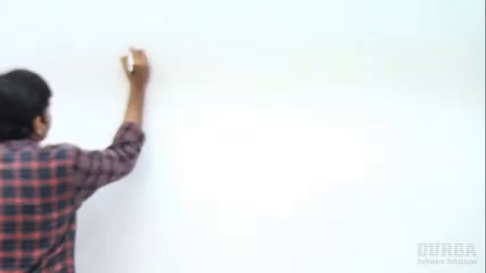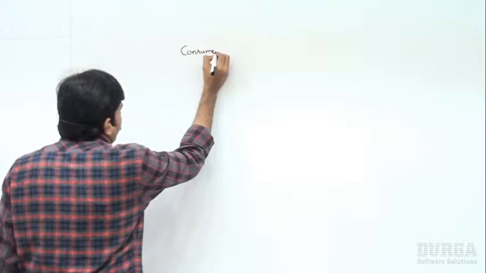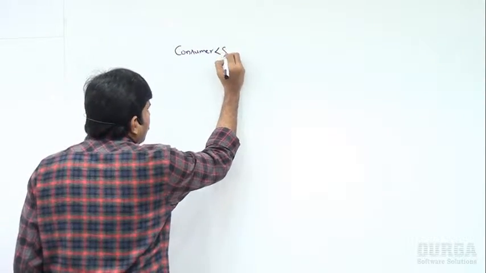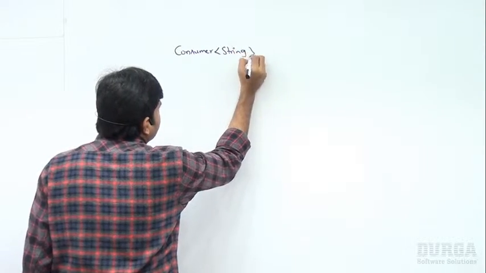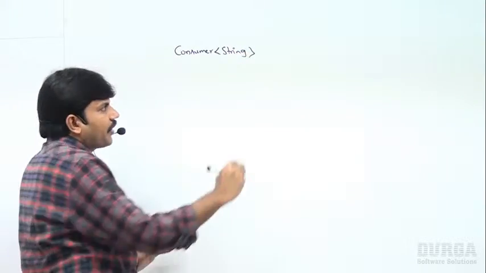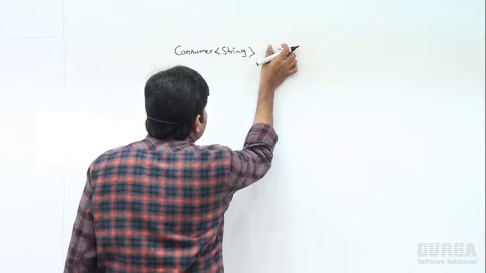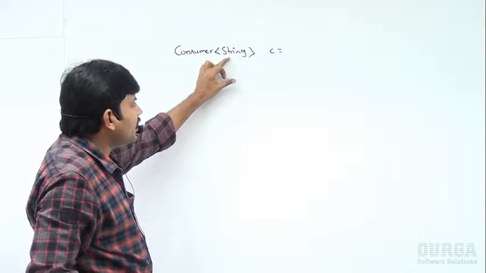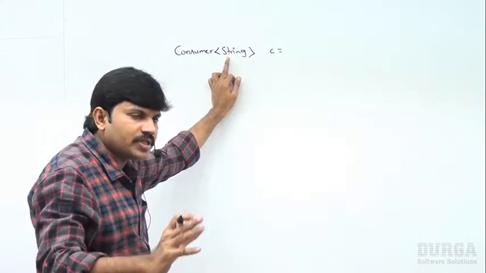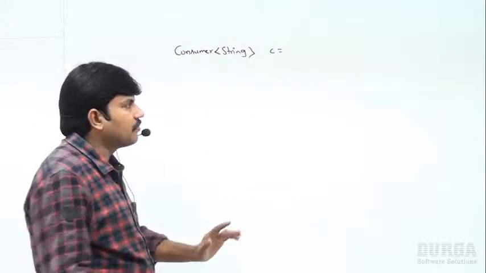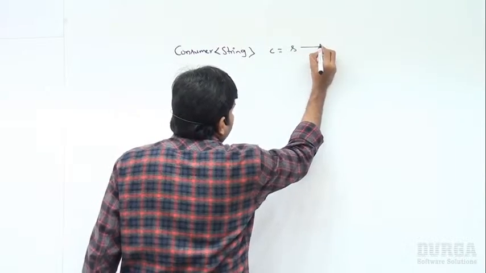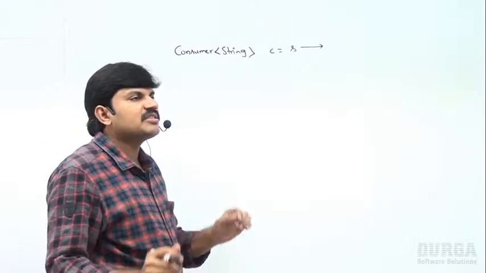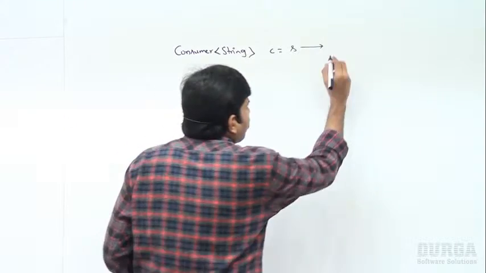What am I taking? Consumer. Compulsorily, consumer can take one input argument. What is that argument? Let me take some String. Consumer<String> c = new Consumer. This consumer can take String type inputs, because I declared it as a String type. Now, if I provide a value, what is this consumer's accept method going to do? Just print, that's all.